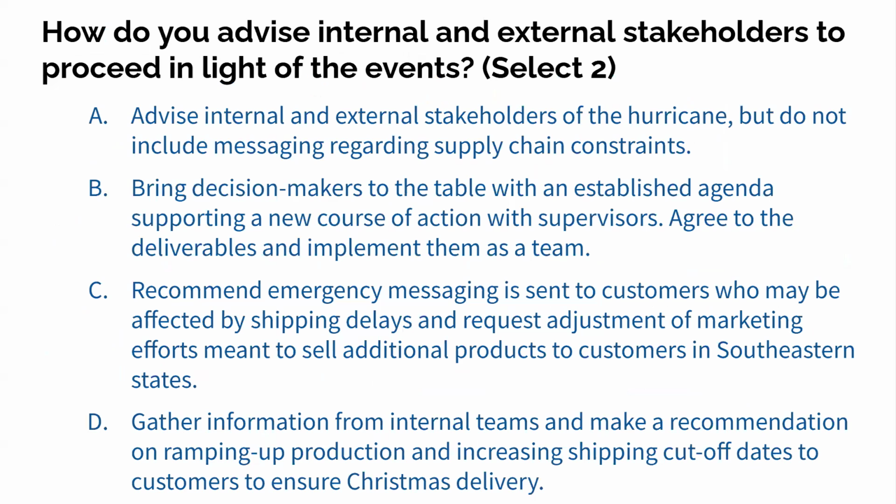And in this scenario, we were going to select two. A, advise internal and external stakeholders of the hurricane, but do not include messaging regarding supply chain constraints. B, bring decision makers to the table with an established agenda, supporting a new course of action with supervisors. Agree to the deliverables and implement them as a team.